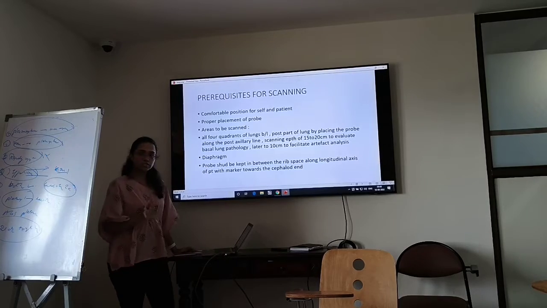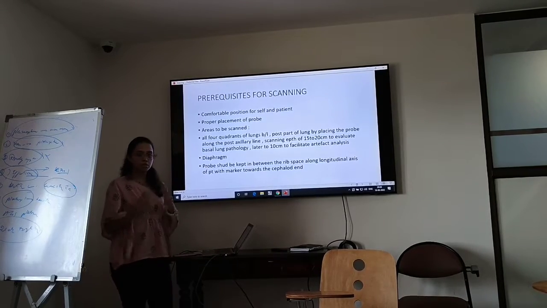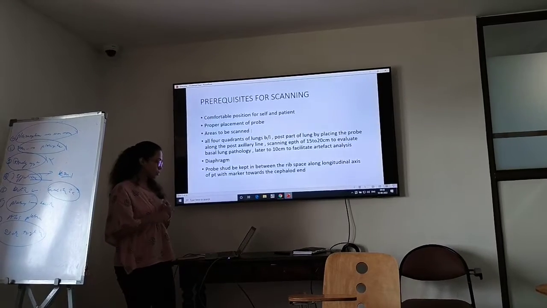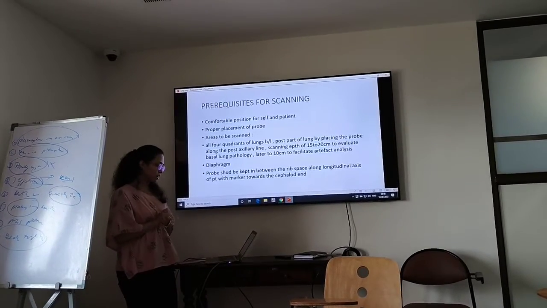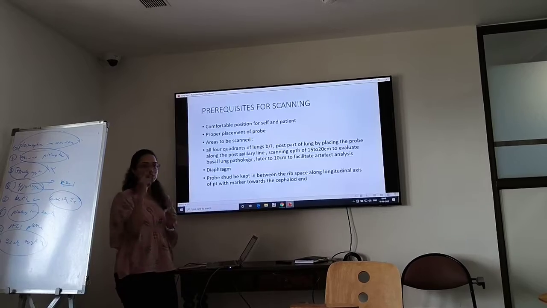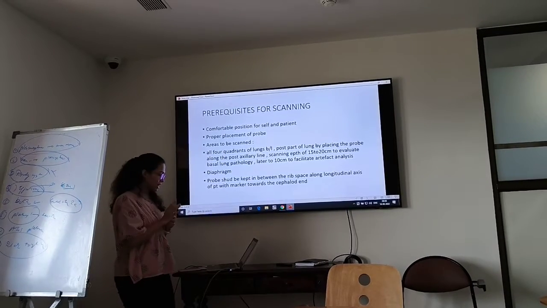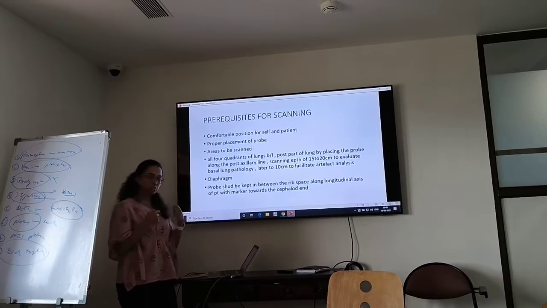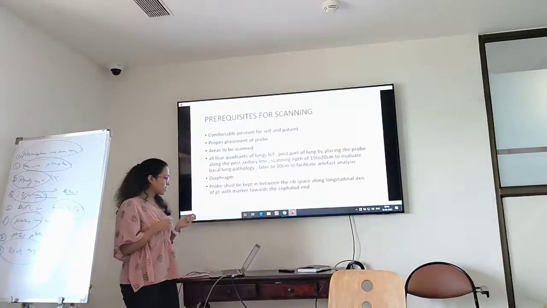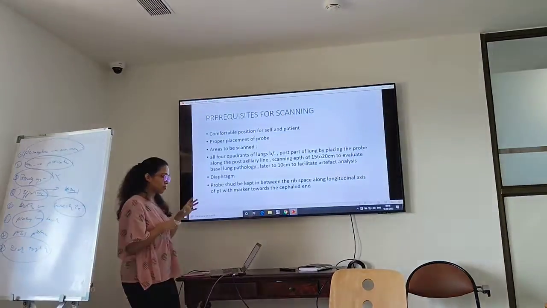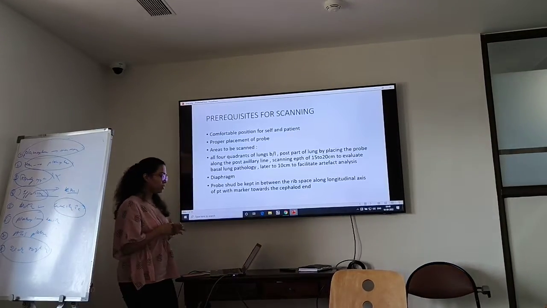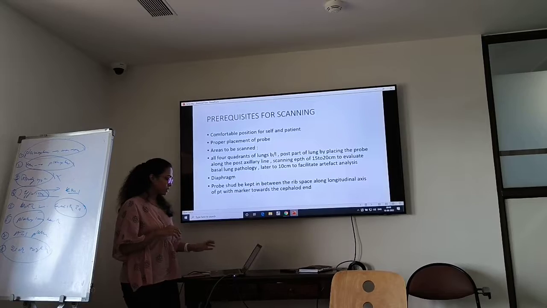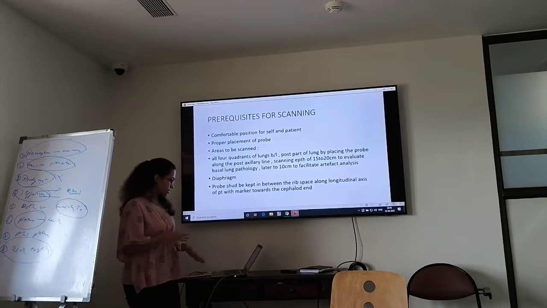Now, what are the prerequisites for scanning? A comfortable position for the patient as well as for ourselves, probe placement, and the areas of the lung to be scanned, that is all 4 quadrants of the lung bilaterally, and the posterior part by placing the probe along the posterior axillary line, scanning to a depth of 15 to 20 centimeters to evaluate basic lung pathology, and 8 to 10 centimeters to facilitate artifact analysis.